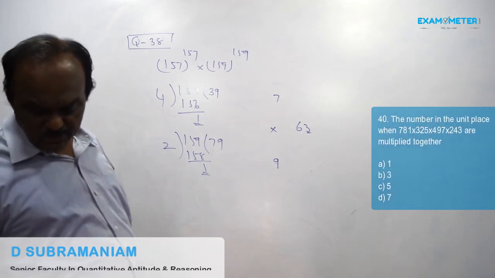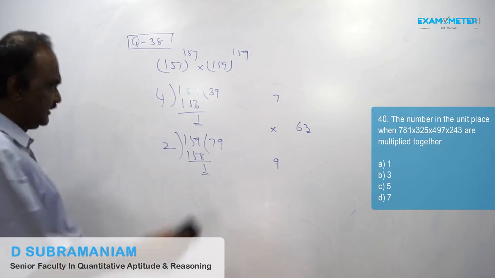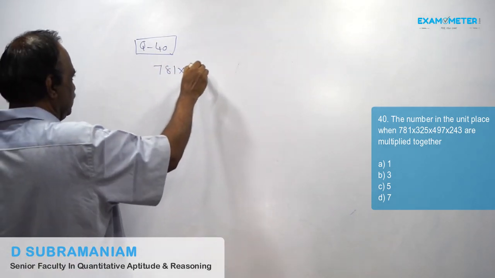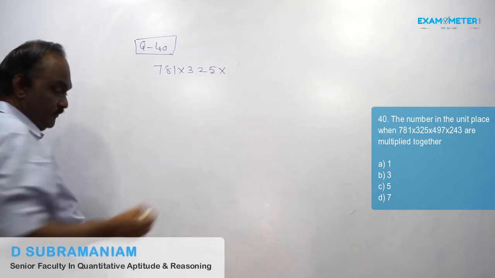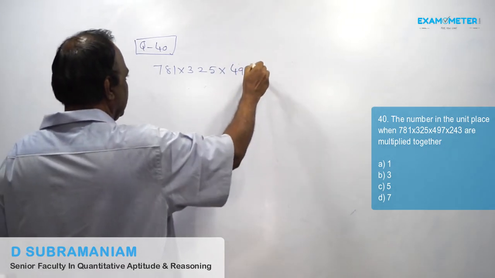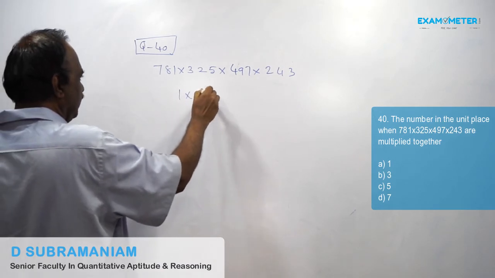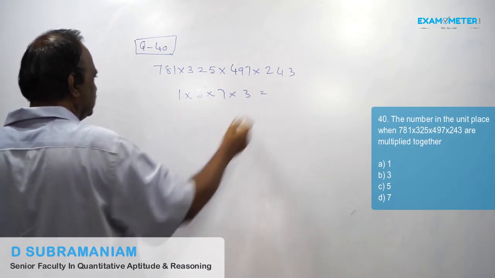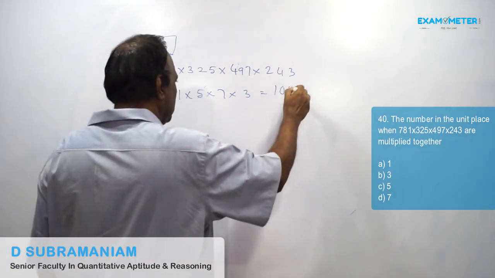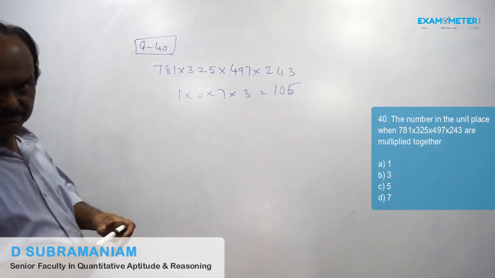The number in the unit place when 781 into 325 into 497 into 243. 1 into 5 into 7 into 3. 5 into 1, 5, 105. 105 unit place is 5. So answer is 5, multiple choice C.